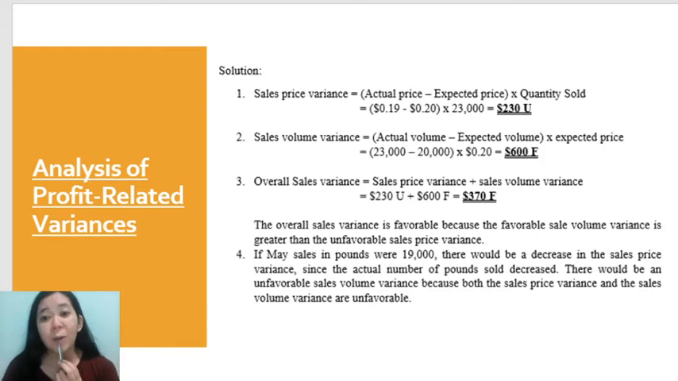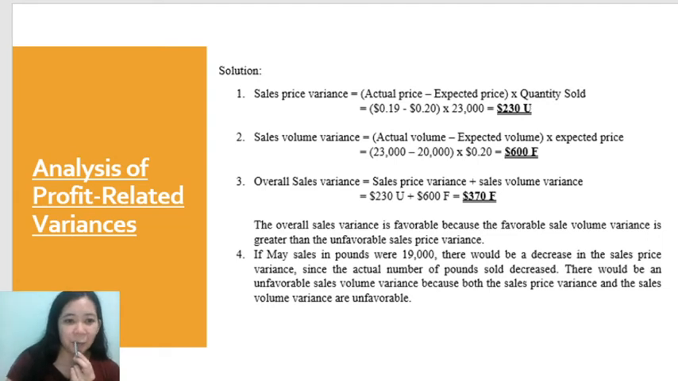So here, the overall variance will also be unfavorable. So you can also compute for the figures of that, okay? But this will be its effect. Okay, so that's for the analysis of profit-related variances in terms of sales price and sales volume variance.